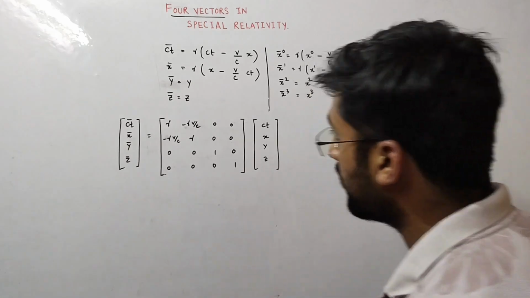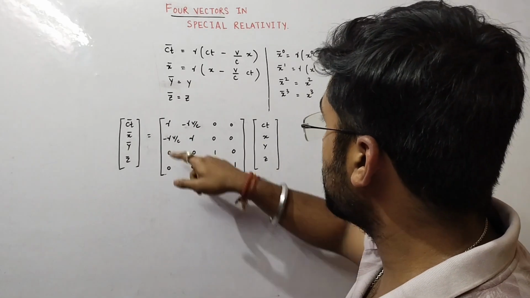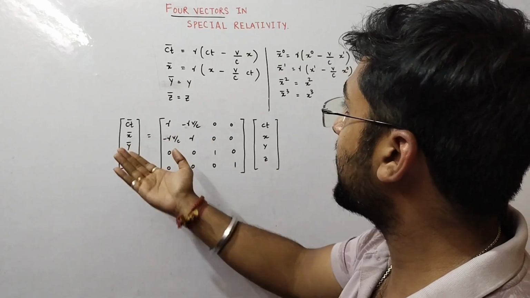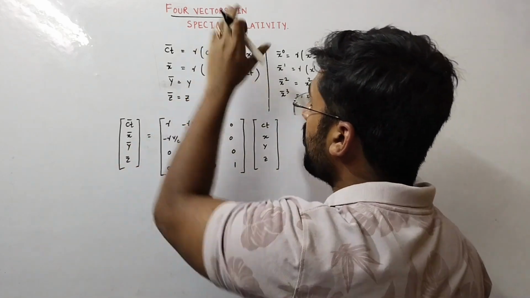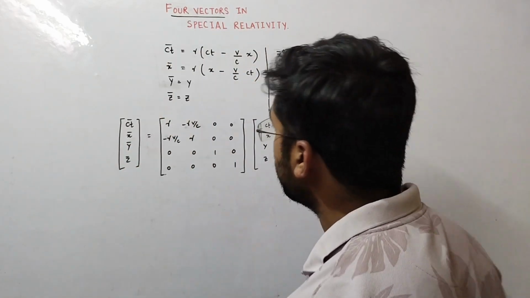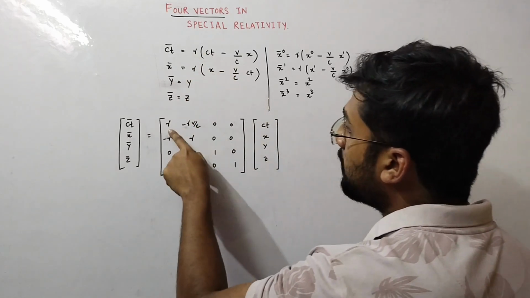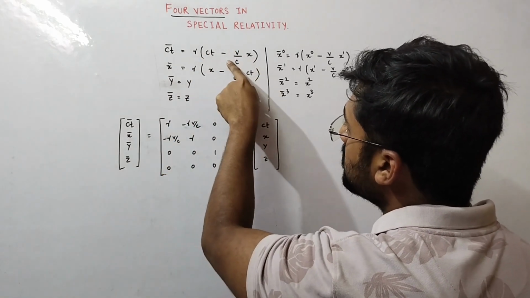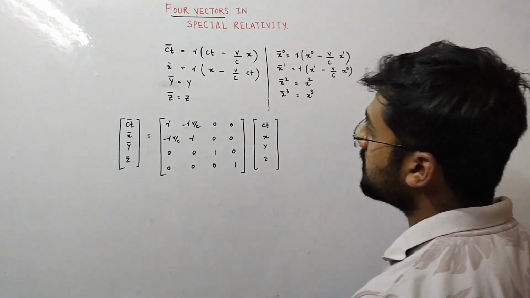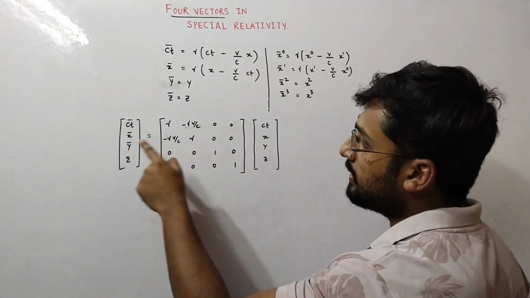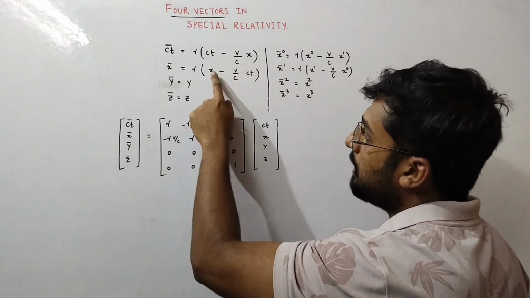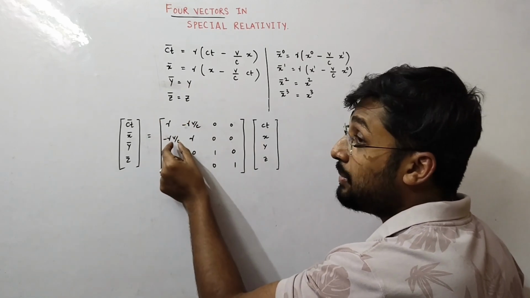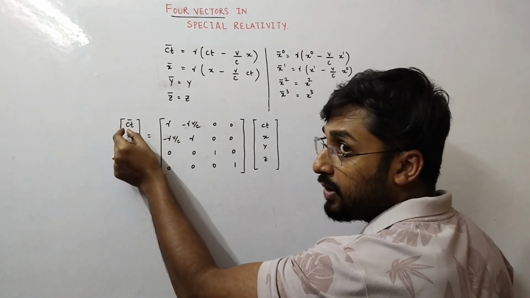Now let me explain what I have done. When you take the first line, you can see that the coefficient of Ct is gamma, because you are expressing this side in terms of this side. So the coefficient of Ct is gamma, and the coefficient of x is minus gamma times v upon c, and then you are writing in between x bar and x. So you must remember, students, that the first term will be assigned only to the temporal coordinate.